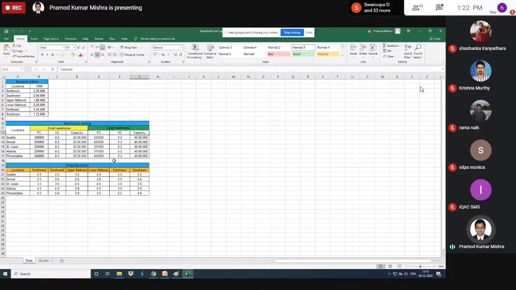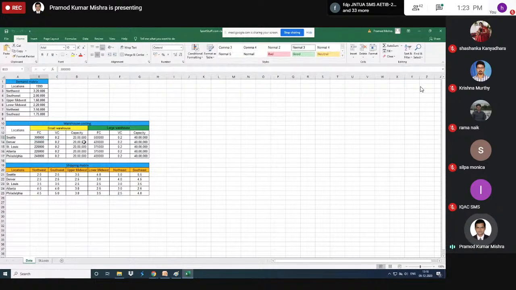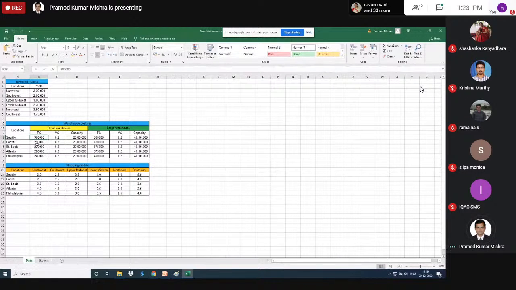Small warehouses can accommodate up to 20 lakh items, irrespective of their locations. Similarly, the large warehouses can accommodate up to 40 lakh units of items. Then, as you know, every single warehouse has some fixed cost, which is 3 lakh dollars. Everything is in dollars; for simplicity, I have removed the dollar symbol here. So $3 lakh, $2,50,000, and so on. These are the fixed costs.